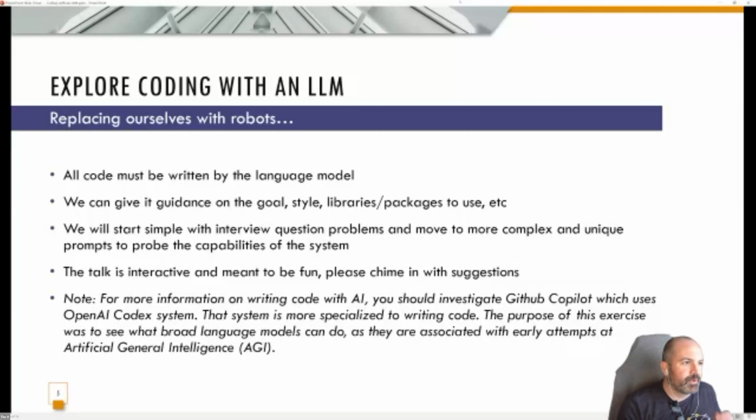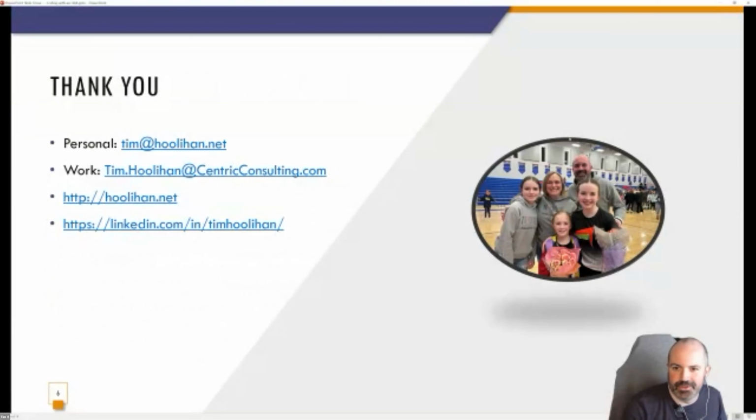And so today we're going to do that. We're not going to write any code ourselves. The point is that everything we do, we're going to ask ChatGPT or Bard to do for us, and we can get guidance on goals, styles, libraries, packages to use, etc. The idea is to start with some simple interview-based problems, and then move to more complex ones. Certainly feel free to jump in with suggestions. I purposely picked a bunch of things that I have not done with it yet, so that hopefully we'll have a few surprises. I'll get a few going, but I think you'll get the idea of it, and then we'll go from there.